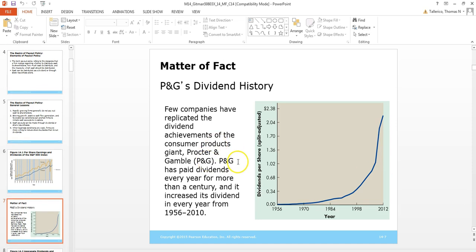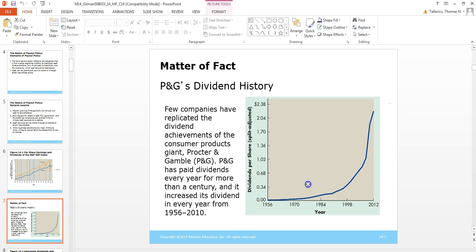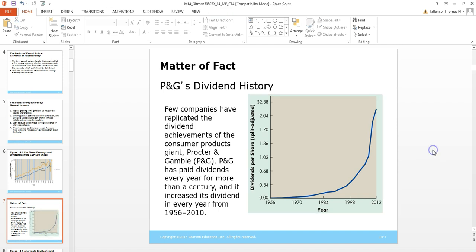So here is Procter & Gamble's dividend. They've paid dividends every year for more than a century. And it has increased its dividend every year from 1956 to 2010. So here's the dividend chart for Procter & Gamble. It's a good blue chip stock to own.